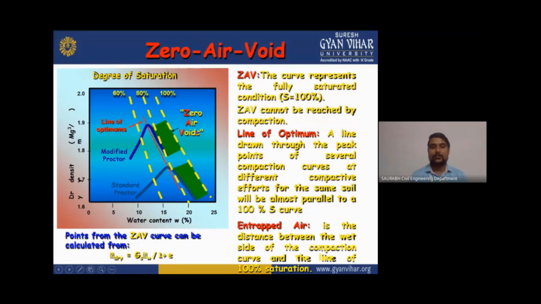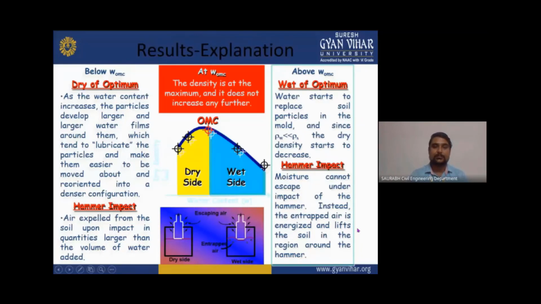Line of optimum, as you can see here, is a line drawn through the peak points of the several compaction curves at different compactive efforts for the same soil, and will be almost parallel to the 100% S curve. And there is also entrapped air, as you can see here in the graph. It is the distance between the wet side of the compaction curve and the line of 100% saturation.